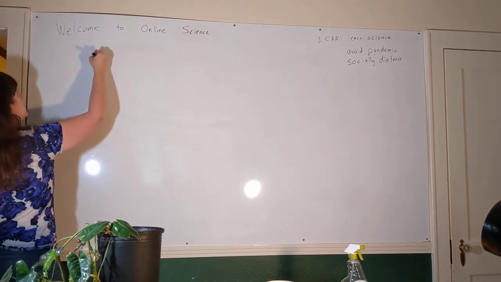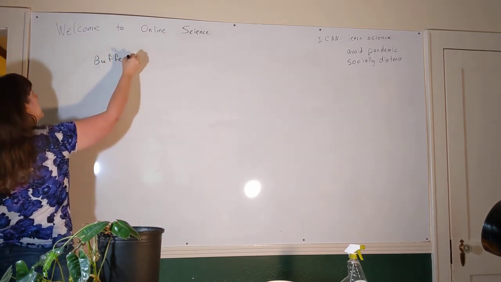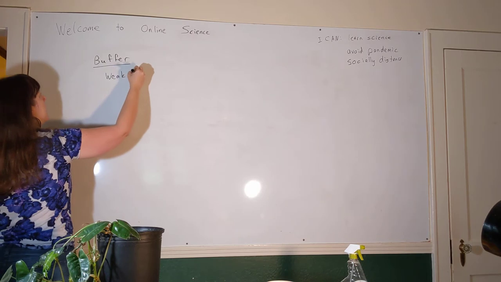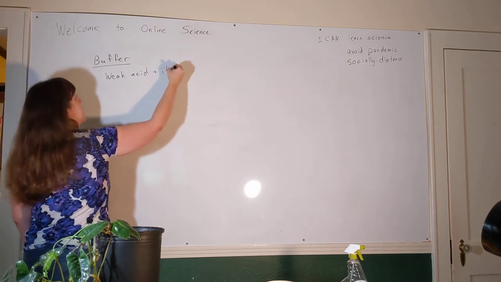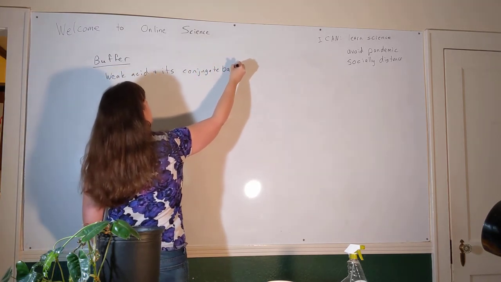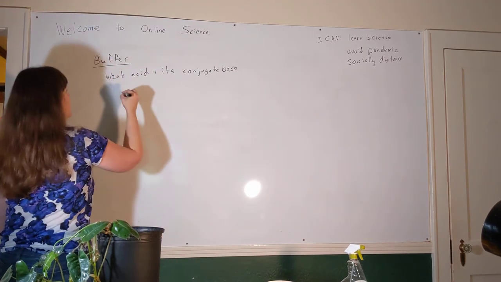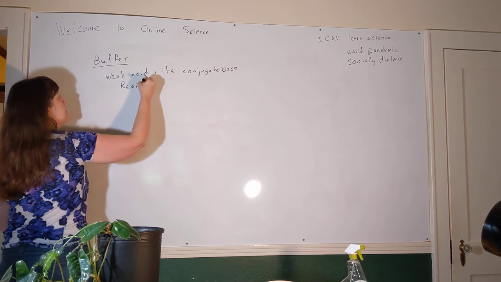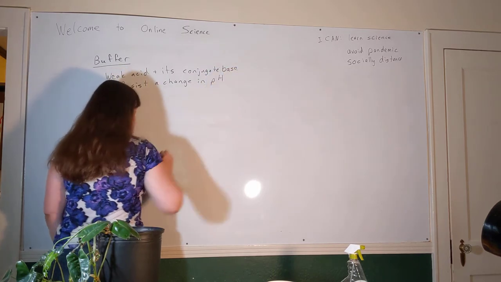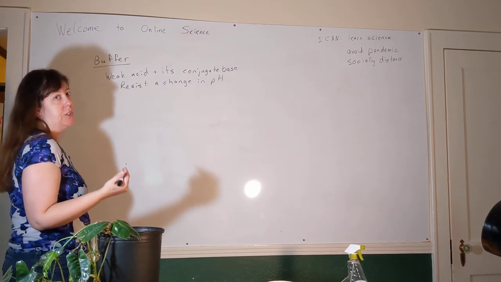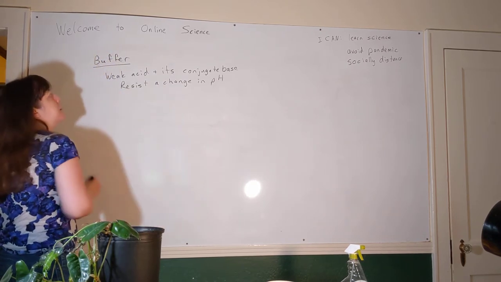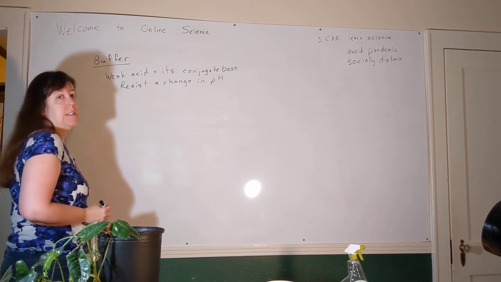All right, buffer solutions. A buffer is a mixture of a weak acid and its conjugate base. The reason we care about buffers is that buffers resist a change in pH. We'll talk next week, as we're talking about titrations, about exactly how it is that a buffer resists a change in pH. For right now, you need to know that a buffer is a mixture of a weak acid and its conjugate base, and you need to know that it resists a change in pH.